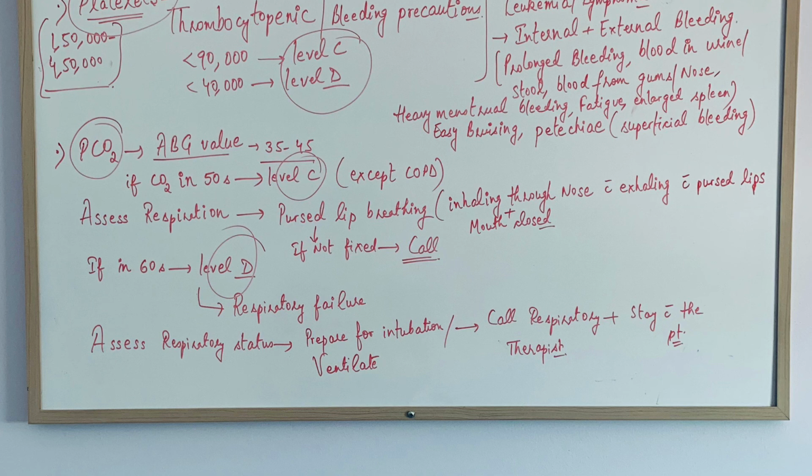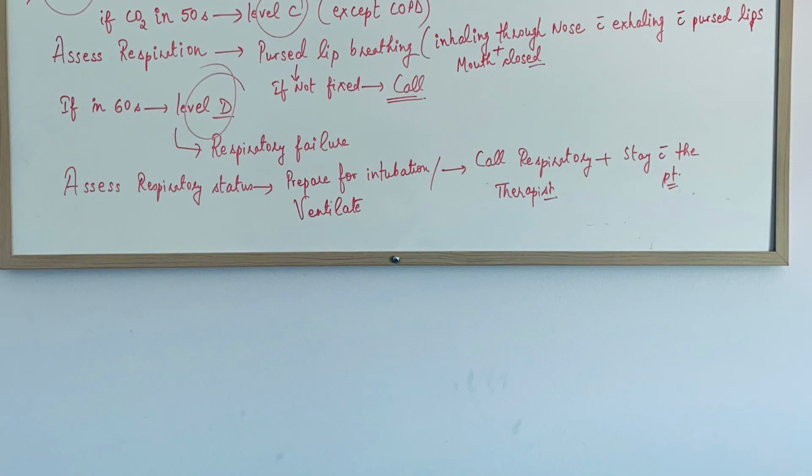So remember, if the carbon dioxide is in the 50s, it is level C, except for COPD. For COPD, it becomes level D. But if it is in the 60s, it becomes level D. In level C, we do pursed lip breathing, and in level D, we do ventilation or we intubate the patient. In both conditions, we have to assess the respiratory status. So these are the main nursing responsibilities you have to remember.